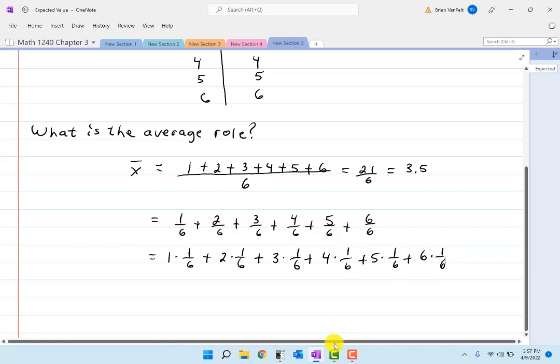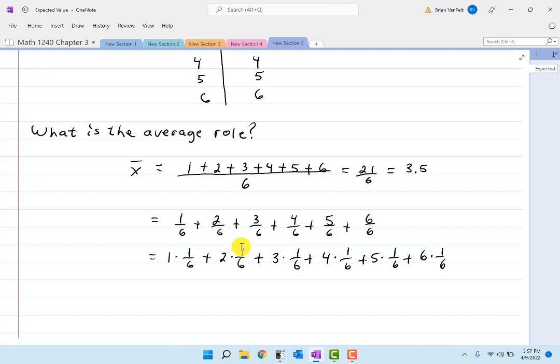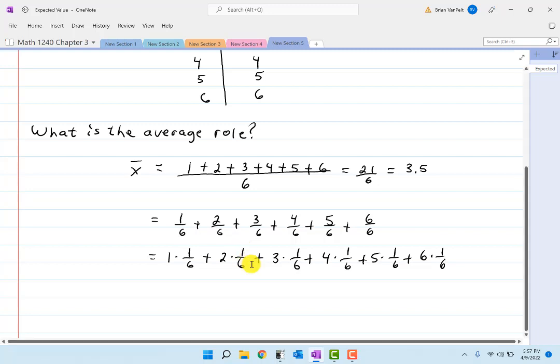And what you have is you have each outcome, 1. What's the probability that I roll a 1? Well, it's 1/6. A 2. What's the probability that I roll a 2? It also happens to be 1/6. If the die is what they call fair, the probability of rolling any number is always 1/6. So there's outcome 3, rolling the number 3 times 1/6. I do this for all the outcomes.